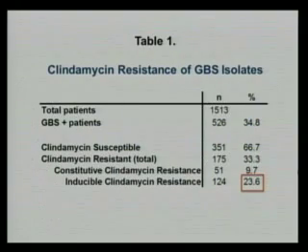So this is what we found. Table 1, this is clindamycin resistance of GBS isolates. So out of our 1,500 patients, about a third of them screened positive for GBS. 1/3 of those patients were clindamycin resistant, and what was pretty high is that 2/3 of those patients had inducible clindamycin resistance. So that, in previous studies, the highest that was shown was 11%. So 24% is a lot higher than that.